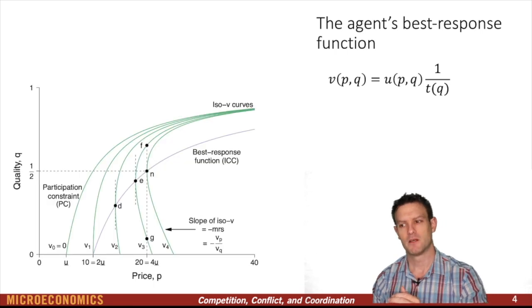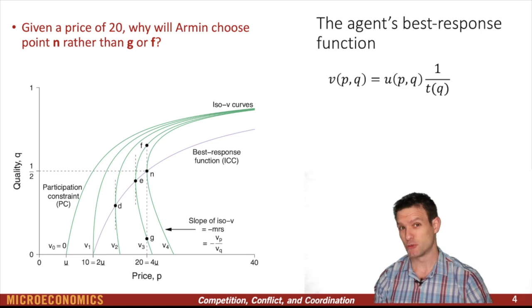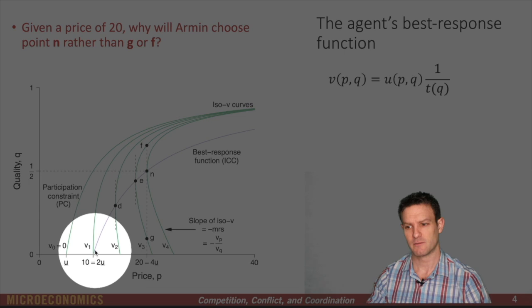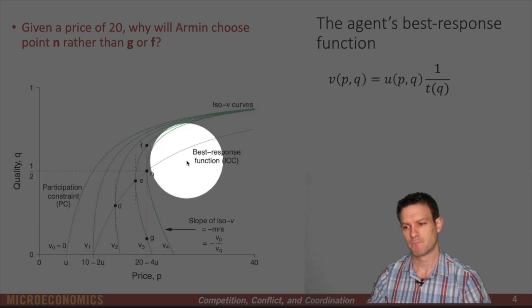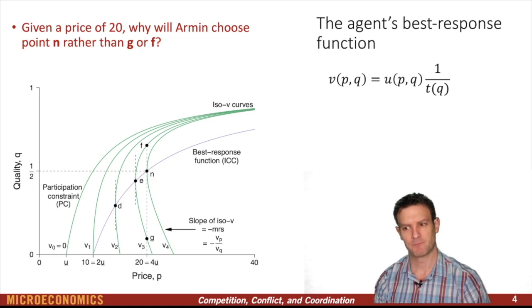Okay, so let's think about this a little bit on his ISO value curves. So we've got a new curve added to this graph that we didn't have previously. That is the purple line here. Okay, and that purple line is Armin's best response function or his incentive compatibility constraint. Now the question that we have here is, given a price of 20, why will Armin choose point N rather than points G or F?